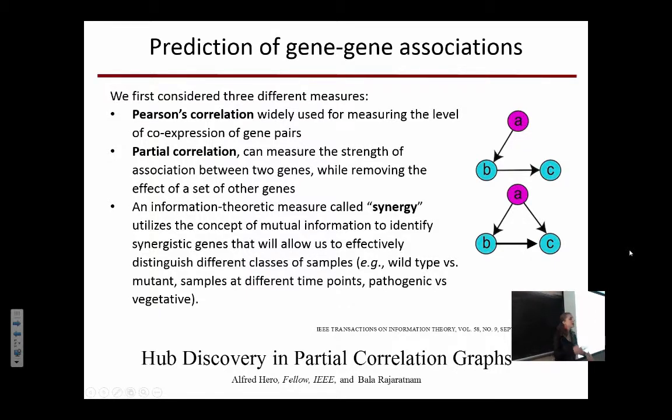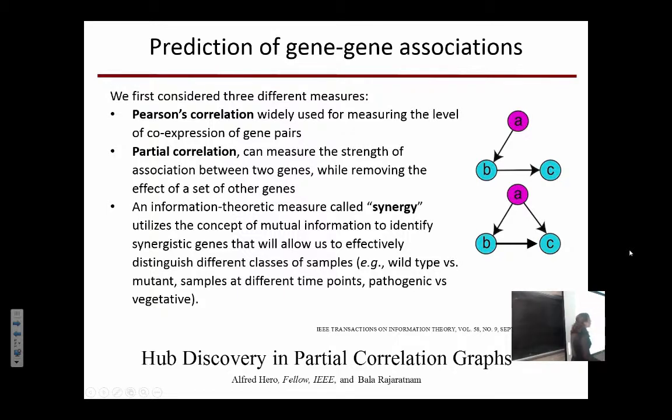And so in order to predict these gene-gene associations, we took 3 different types of measurements into consideration. We used Pearson's correlation, which I'm sure many of you have heard about before, and it allows you to look at the relationship between 2 genes, 2 individual genes. Okay? So it would allow us to look at A and B and the relationship between B and C. Now, the only problem with this is that if we're looking at B and C and that relationship, how do we take into account the effect that A might have on that relationship?